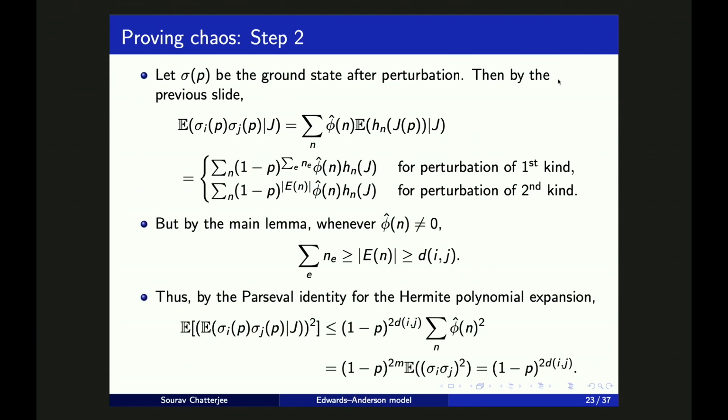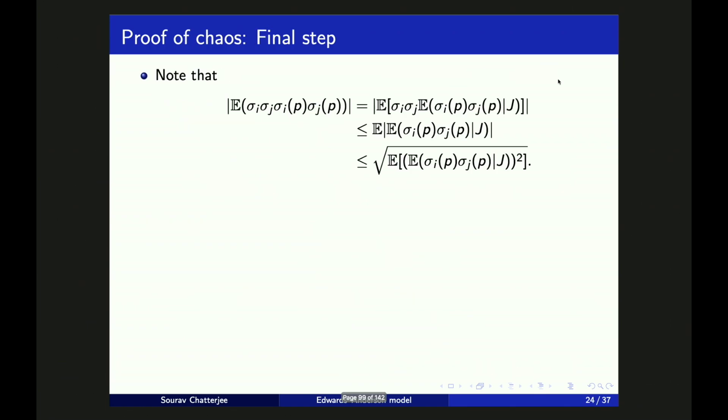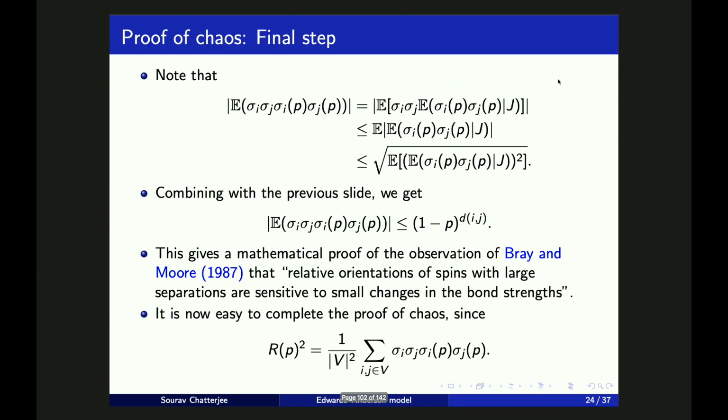What you end up showing is that the conditional expectation of sigma I sigma J after perturbation given the original can be bounded, because the only terms appearing here have a large factor of 1 minus p in front, 1 minus p to some large power. You can use this to prove chaos. If you are not convinced, it's a simple exercise to prove chaos from that lemma.